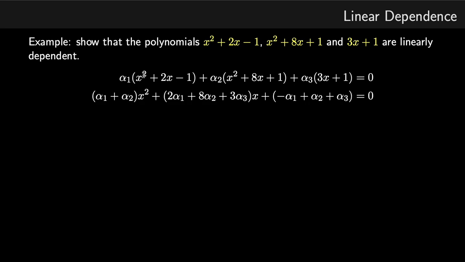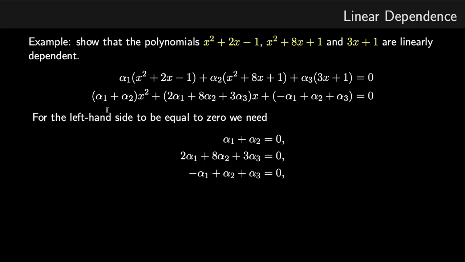Here we have alpha 1 times x squared and alpha 2 times x squared, so I've got alpha 1 plus alpha 2. If I then take the x terms, I've got 2 alpha 1, 8 alpha 2, and 3 alpha 3. That's where this bracket comes from. And finally the constant term: I've got minus 1 lots of alpha 1, 1 lots of alpha 2, and another 1 lot of alpha 3.